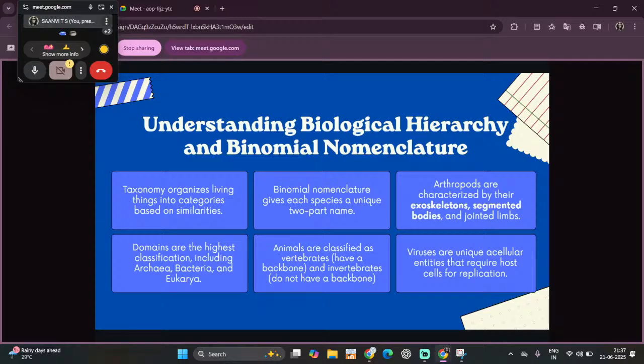Do you know the scientific name given to humans? The unique two-part name for humans? Comment down in the comment section. I repeat the question. What is the scientific name given to humans? The two-part name.